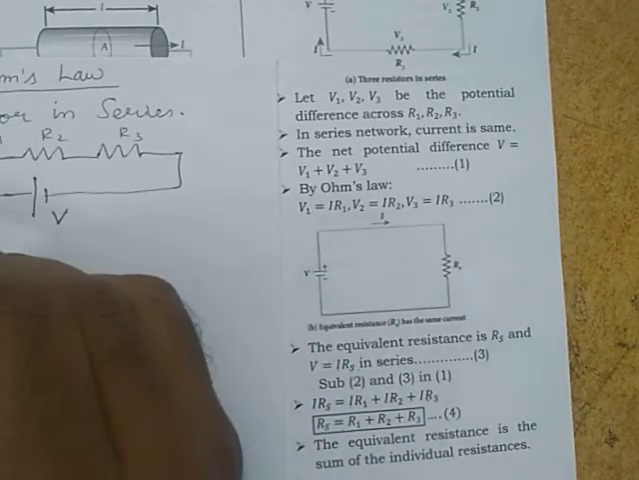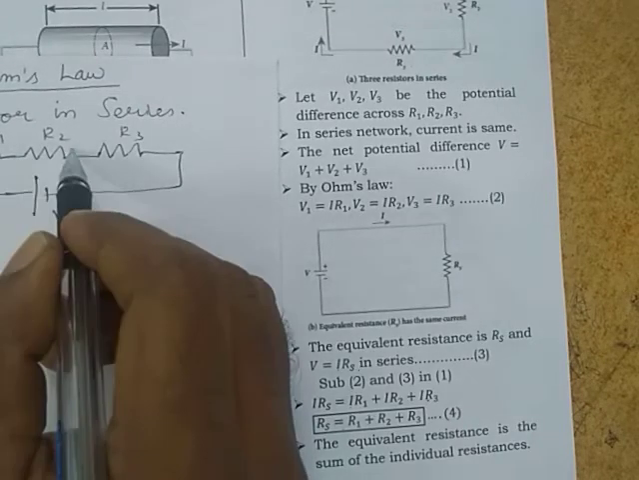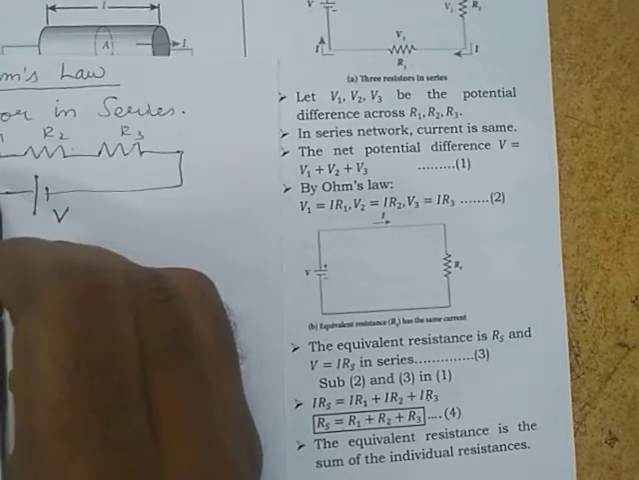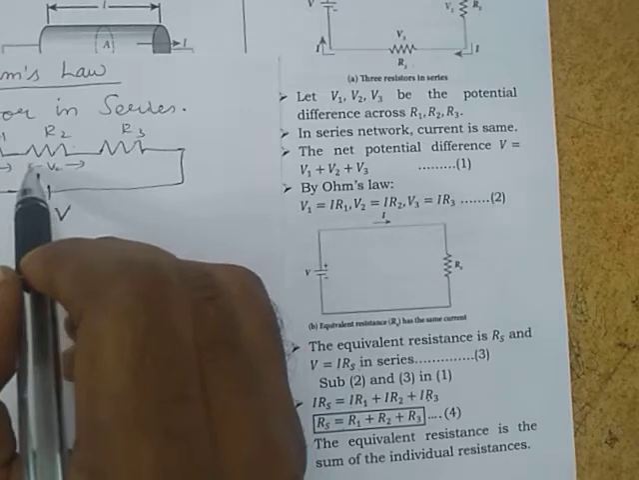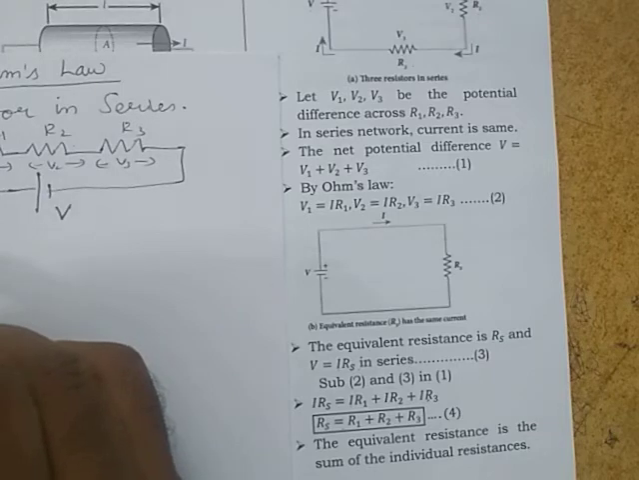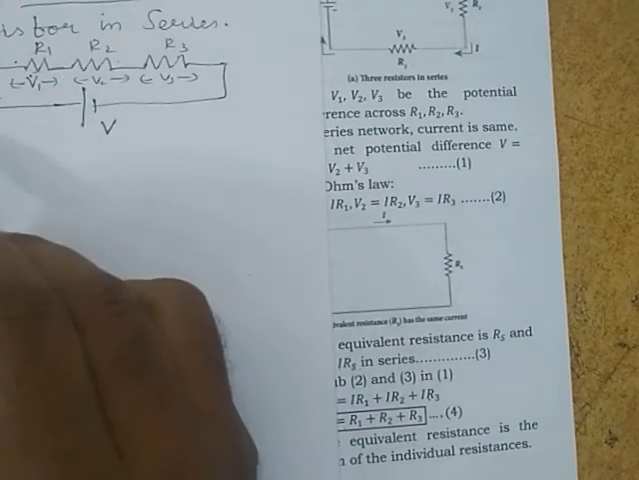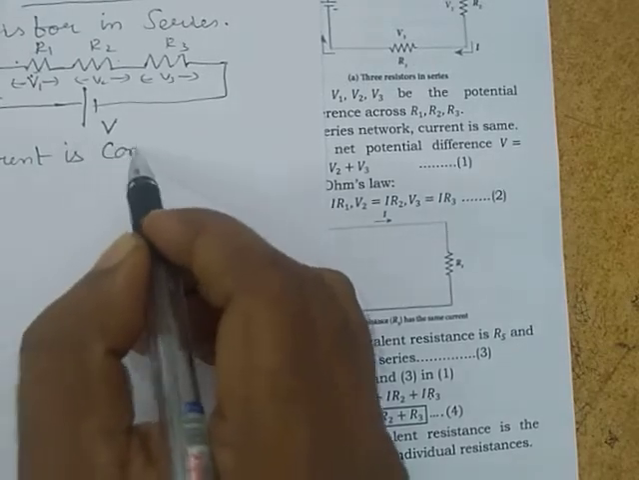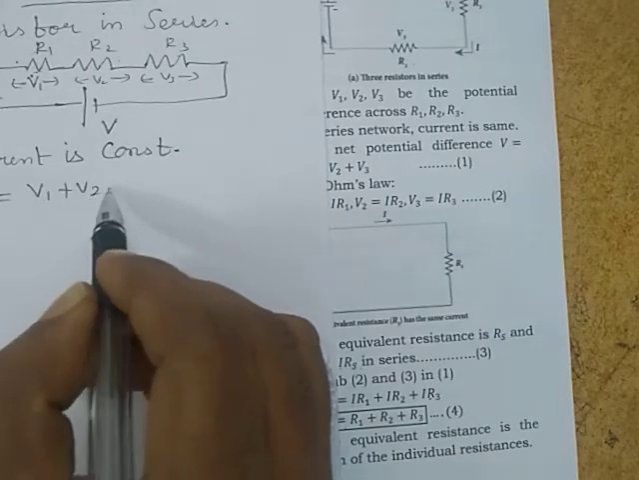After the connection there will be a flow of current I. This current is the same in each resistor R1, R2, R3. But the value of the resistance differs, so the potential drop across R1 is V1, across R2 is V2, and across R3 is V3. Here it is a series connection, so the charge flow across each resistor is constant, so the current is constant. We know the net potential V is equal to V1 plus V2 plus V3.